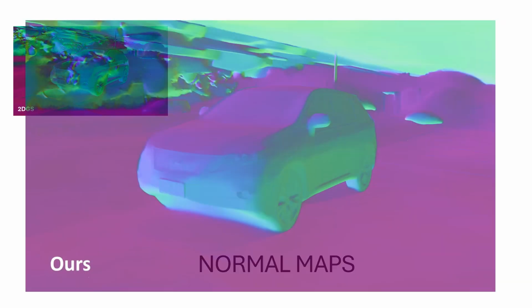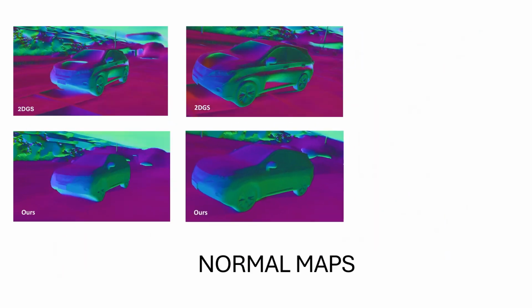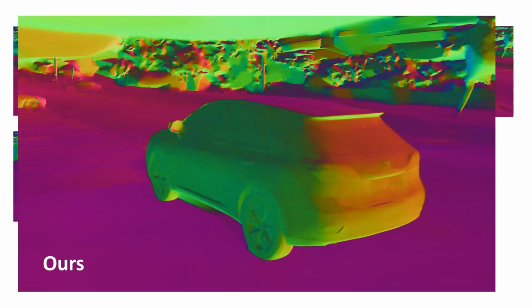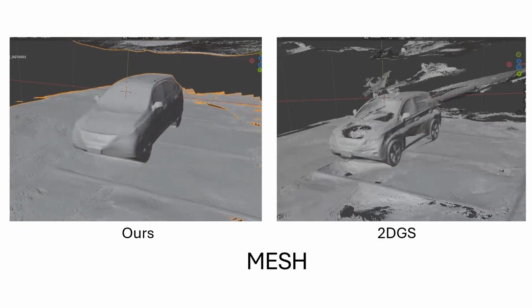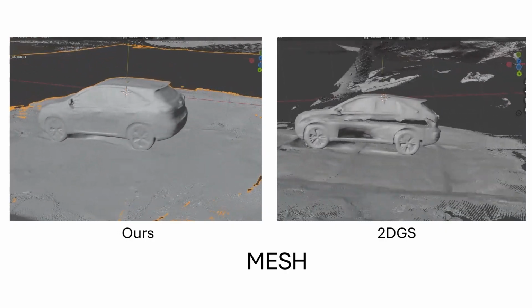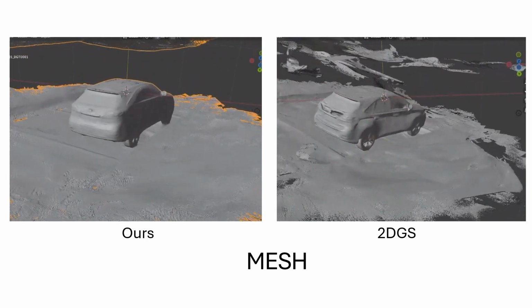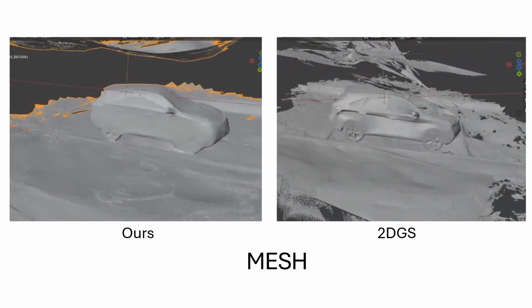As shown in the normal map, we successfully filled the holes caused by reflections, demonstrating significant improvement compared to 2DGS. As demonstrated, the mesh extraction works well after adopting the 2D Gaussian model, along with their rasterization method and deferred reflection training strategy.